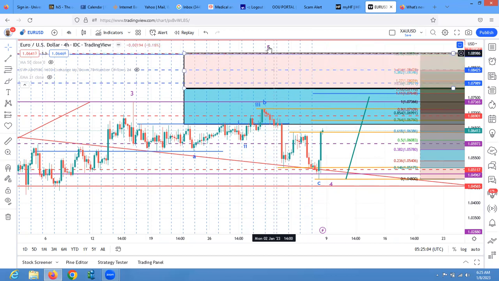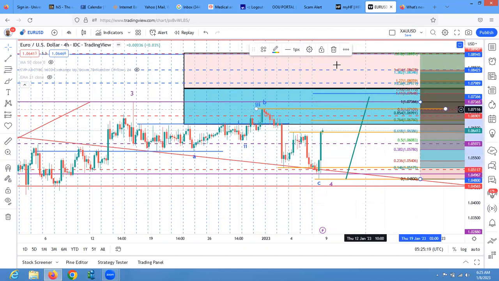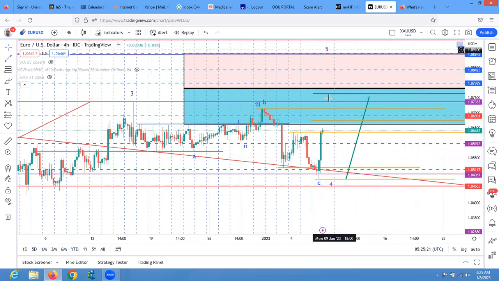So to finish 5, which will now be a leading diagonal in that case. Once we get to that point, it's a leading diagonal, so not an ending diagonal. So if it didn't break here, it's still an ending diagonal. But the way price trajectory is moving up might just suggest that we might be seeing a leading diagonal in the making and not an ending diagonal.